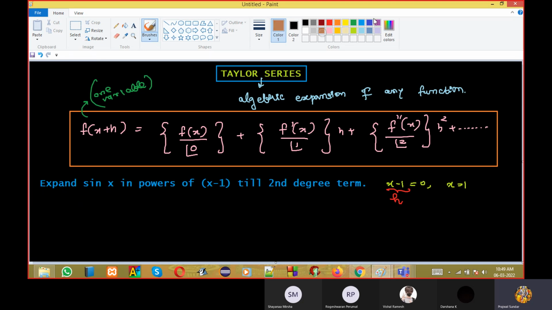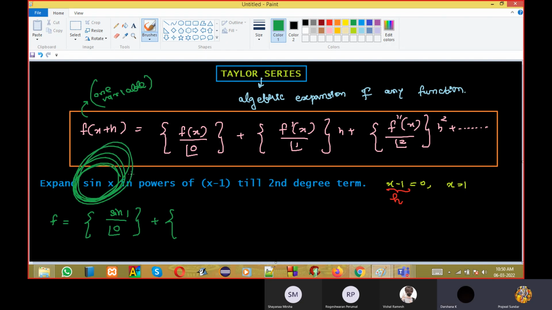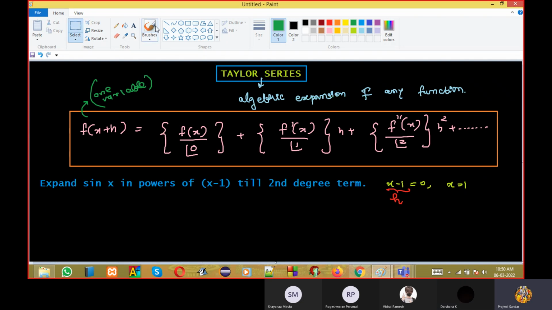Do this carefully. What I'm doing, the function f at 1. What is f of x? f of x means f of 1, sin of 1 by 0 factorial. Plus f dash x at 1. What is f dash x? Sin x you will differentiate, you'll get cos x, then you substitute 1. I'll write it one by one.